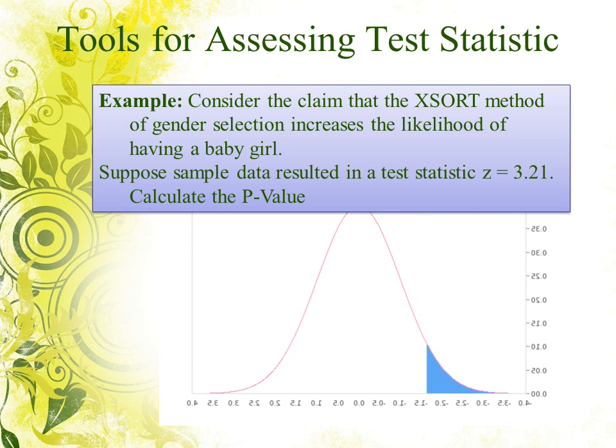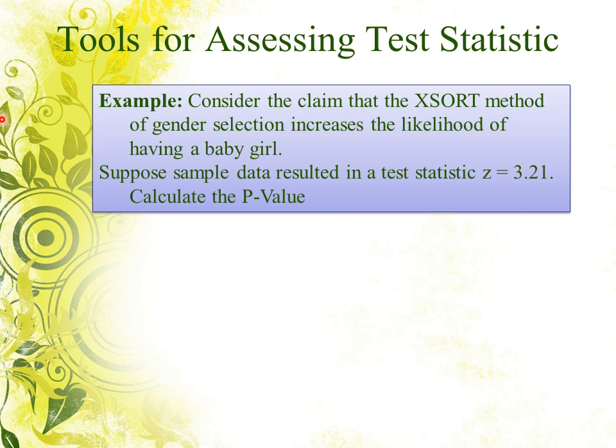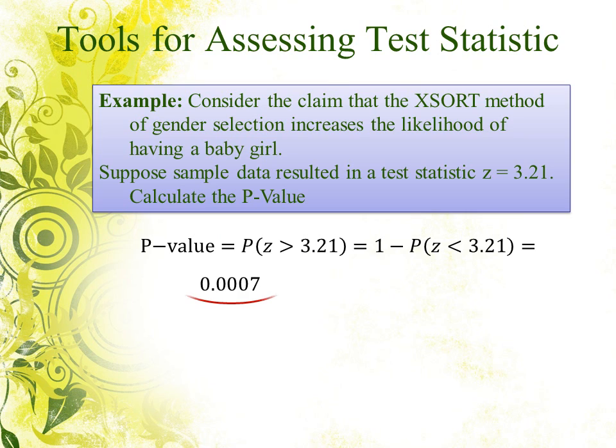So we're dealing with this right-tailed test, and now I need to calculate the test statistic, the p-value, that is the area to the right of my test statistic, 3.21. So I need to find the probability that a z-score would be greater than 3.21. That is going to be the same, of course, as 1 minus the probability that a z-score will be less than 3.21. So I need to find the probability that z is less than 3.21. Looking this up on my normal distribution chart and taking 1 minus that, I get a value of 0.0007.